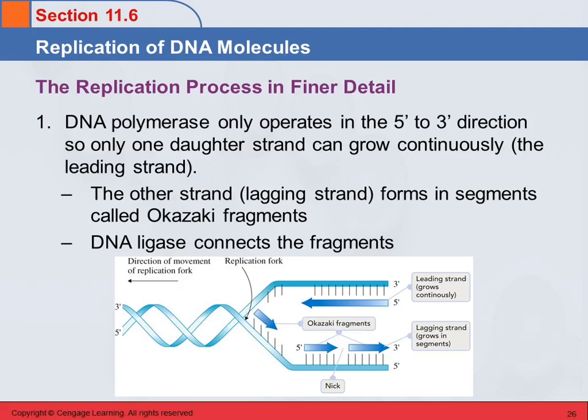So the DNA polymerase, which is what is attaching the nucleotides to each other, only operates in the 5' to 3' direction. So here we have this replication fork. The helicase is unwinding the DNA, and there are two strands. One is the leading strand and one is the lagging strand.